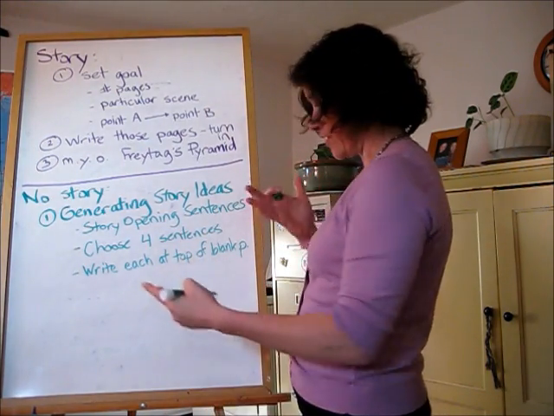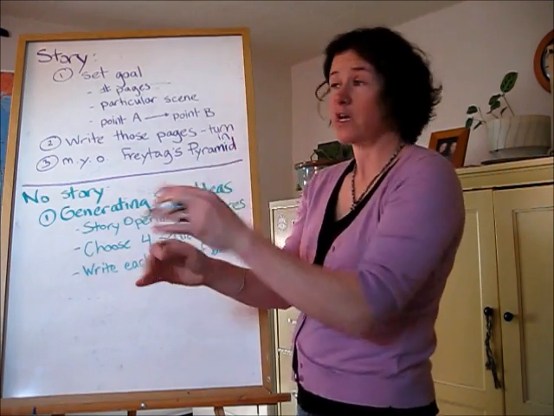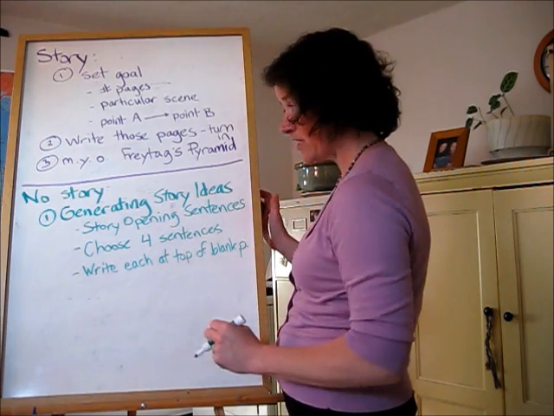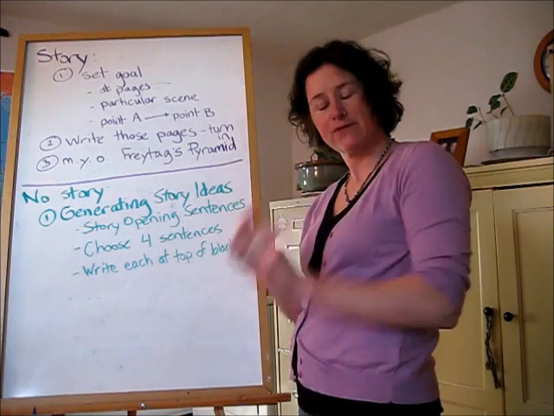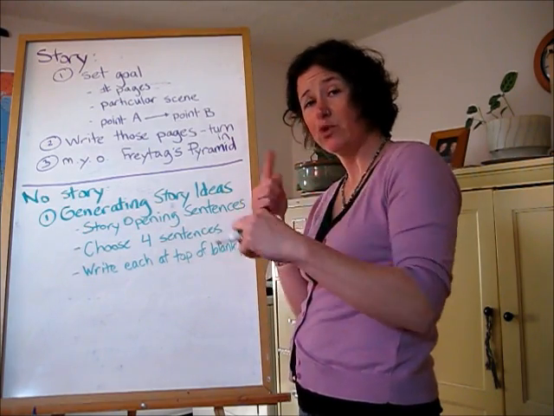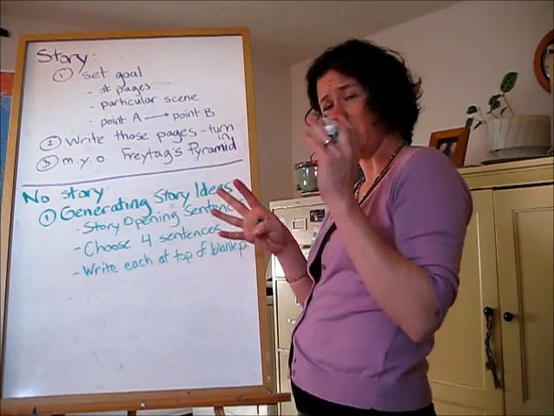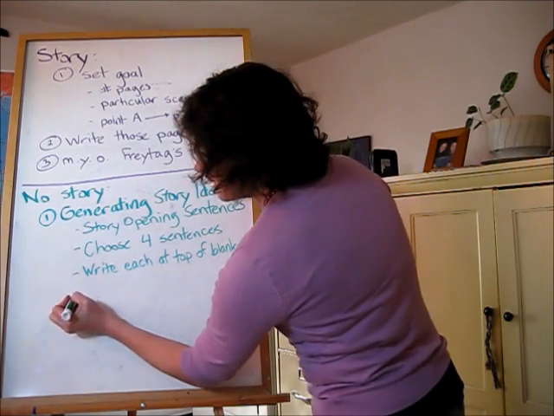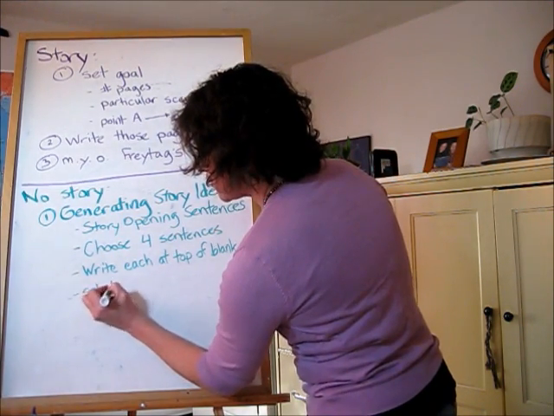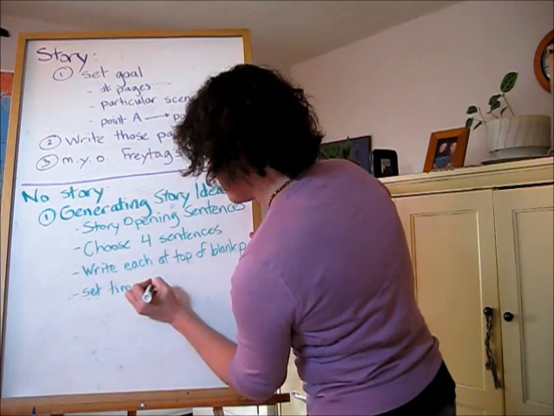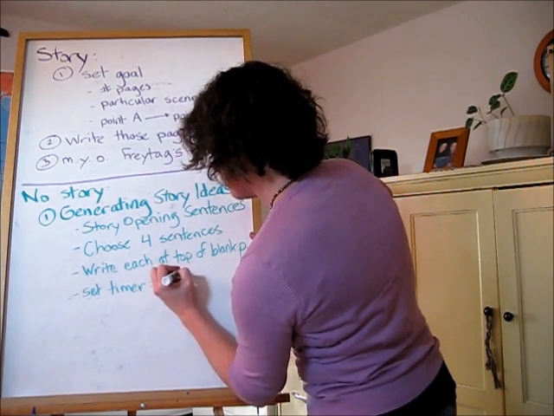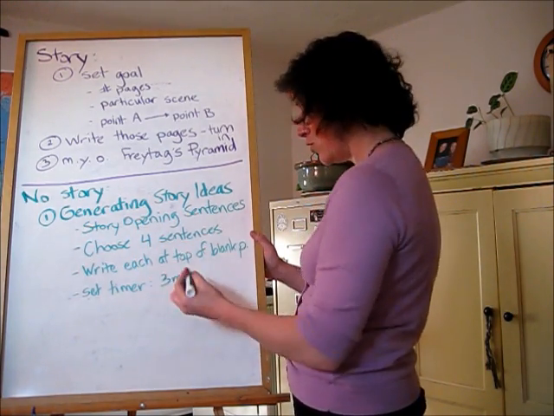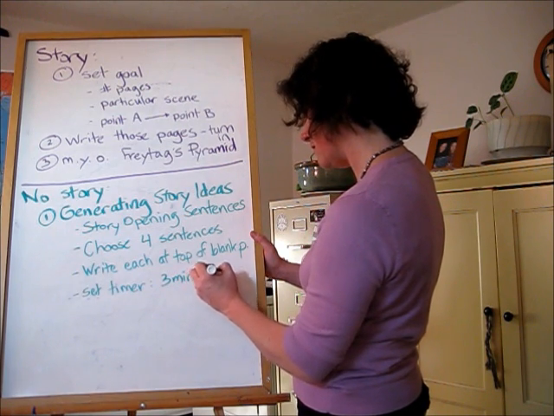You will write each of those sentences at the top of a blank page. Or on your computer. Maybe you're doing it on your computer, and if that's the case, then they can be in one document, but you want a page for each of them. And then what you're going to do is you're going to need to set a timer. And this is a very important part of the exercise because it will keep your mind moving and hopefully prevent block of any sort. So set a timer for 3 minutes. And then for each of these 4 sentences, add 1 sentence. Add a second sentence.